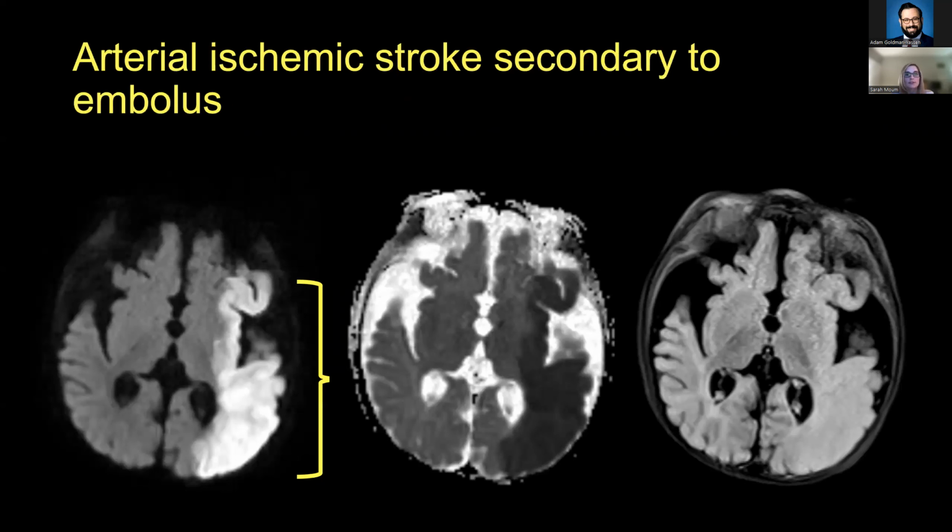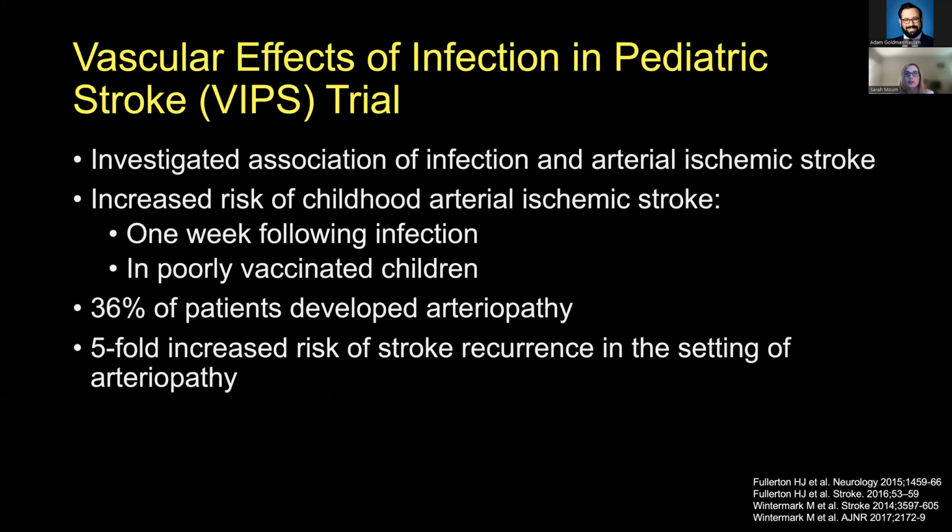This case represents another classic presentation for arterial ischemic stroke in children in this patient with known congenital heart disease, remembering that cardiac etiologies are the second most common stroke risk factor in kids. So arteriopathy and cardiac disease are both important risk factors for arterial ischemic stroke.